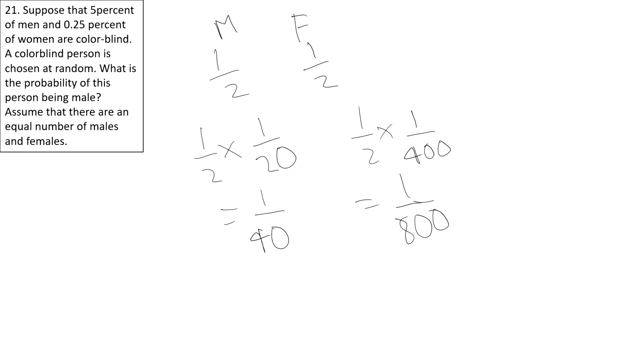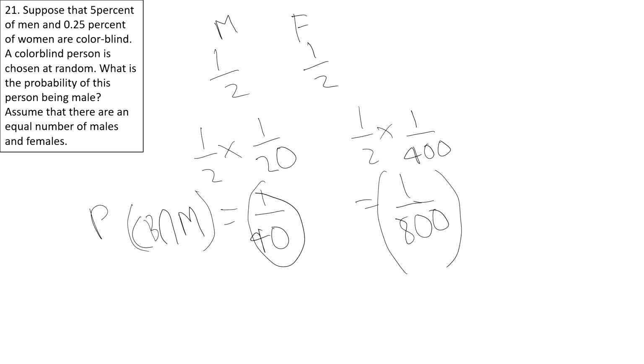So what we can see from here is that the total percent of the population which are colorblind and male is 1 by 40, let's call it CB. Colorblind and male is 1 by 40, and the total part of the population which is colorblind and female is 1 by 800, meaning the probability of colorblind and female.